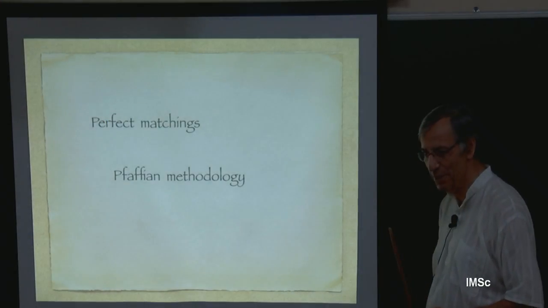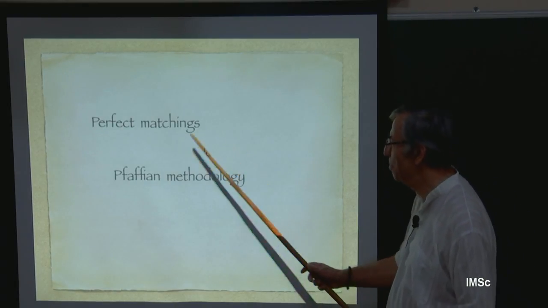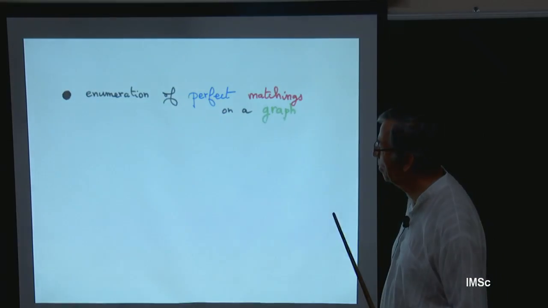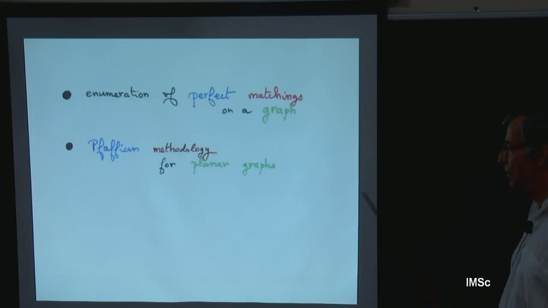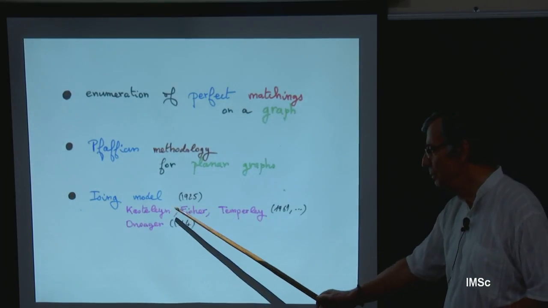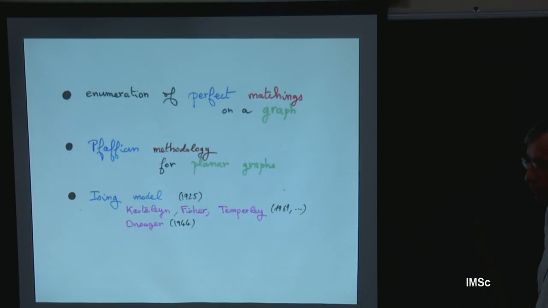So I will finish with some... I cannot finish this class without perfect matching also. There is a Pfaffian methodology, so this is just a complement. Enumerating perfect matchings on a graph, there is a Pfaffian methodology for planar graphs, and this was introduced for the Ising model by Kasteleyn, Fisher, Temperley in the 60s, so about 50 years ago.